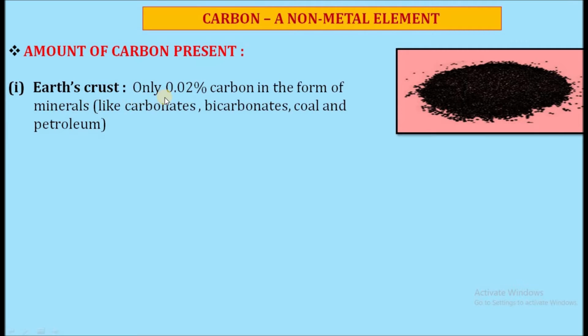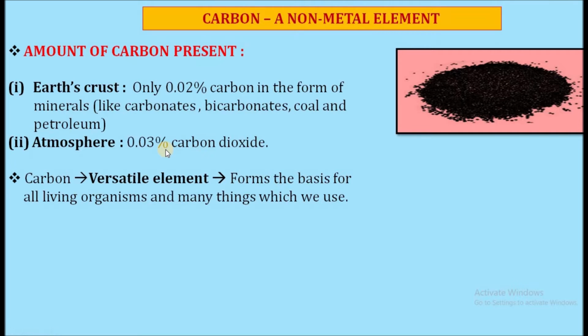In the Earth's crust, the percentage of carbon is 0.02%, that is present in the form of minerals like carbonates, bicarbonates, coal, and petroleum. And in the atmosphere it is present in 0.03% in the form of carbon dioxide. Carbon is also known as a versatile element. The reason is it forms the basis for all the living organisms and many things which we use.